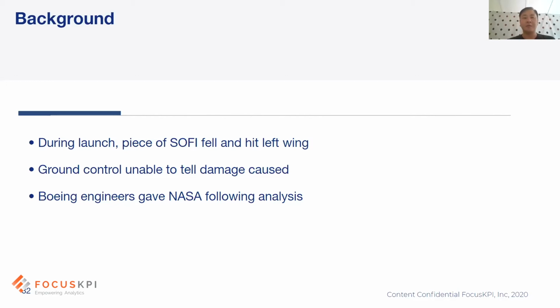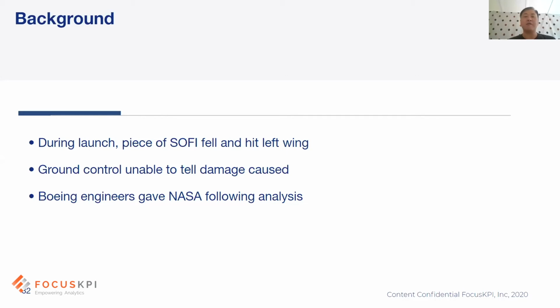They were doing their experiments and things like that. It was, I think, a 60-day trip. During that time, ground control was trying to figure out, so this Sophie fell off, it hit the left wing. Is it dangerous for the crew? Or is it just minor damage and we will be able to fix it once it lands on Earth?